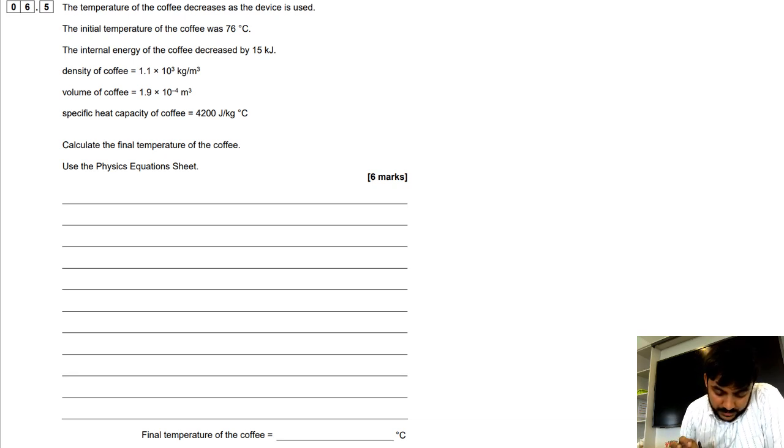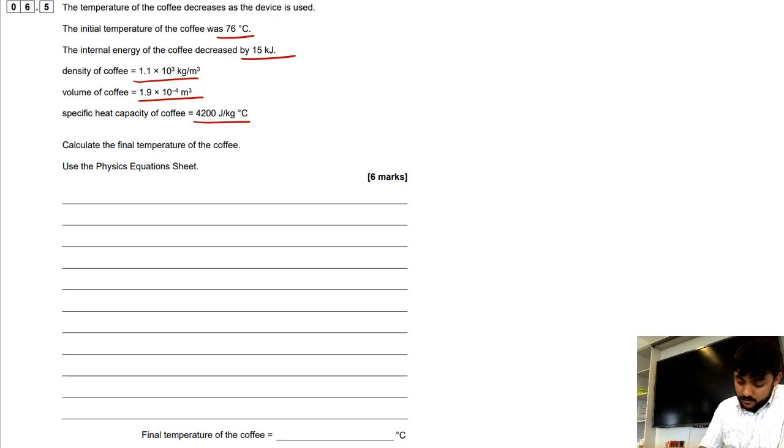The temperature of the coffee decreases as the device is used. The initial temperature of the coffee is 76 degrees. And the internal energy of the coffee decreased by 15 kilojoules. The density is that much, the volume is that much, and the specific heat capacity is that much. Calculate the final temperature of the coffee.